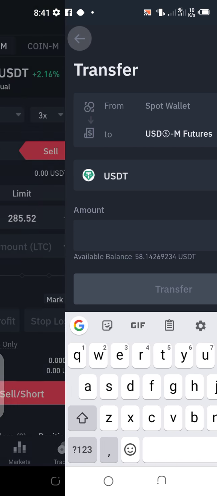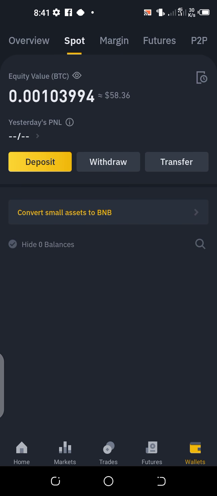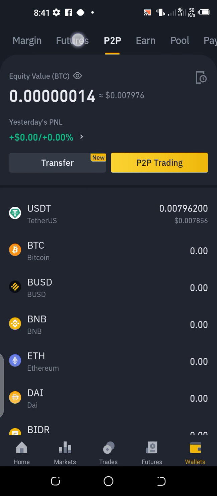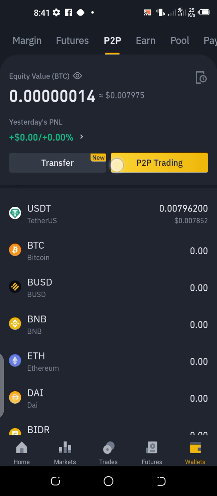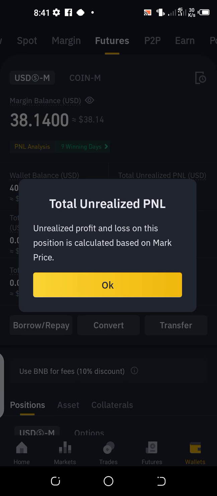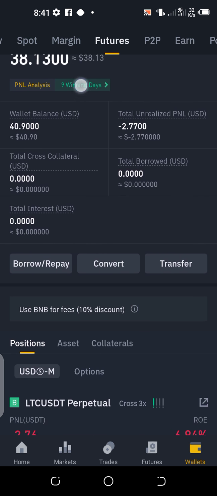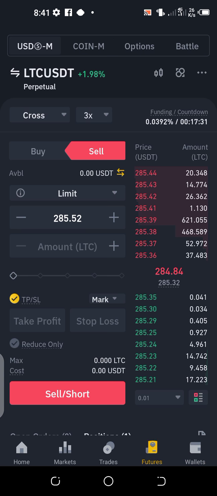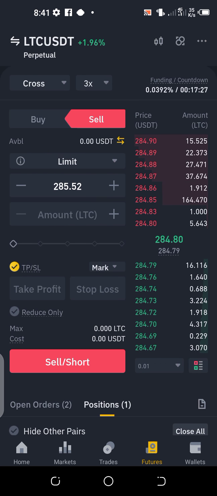I can add it. I can also go here. This is my futures. You can see here I came in with $40 and I'm at a loss of $2.6. That's why I'm having $38 left. But if I'm in profit, I can stay here and make $10-20 now, and I will be left with $60. But now I'm at a loss, which will definitely enter profit in a short time.